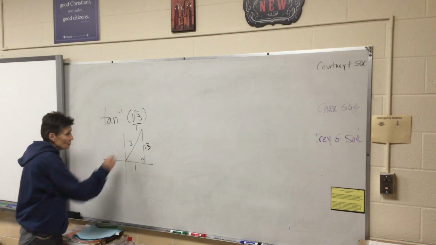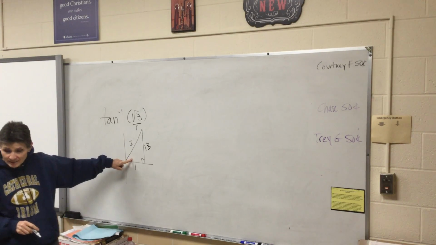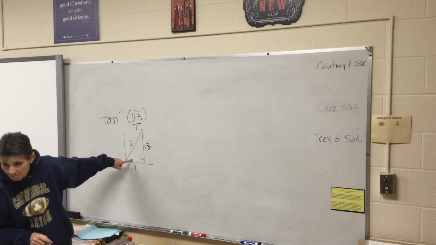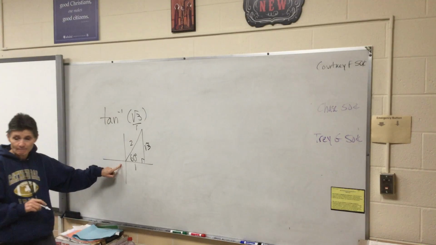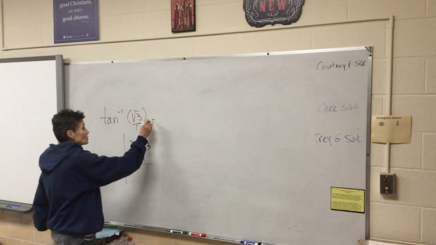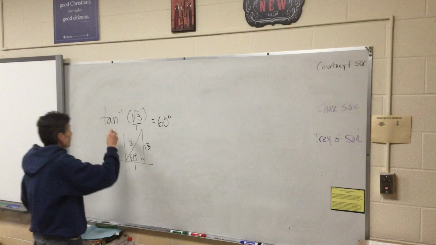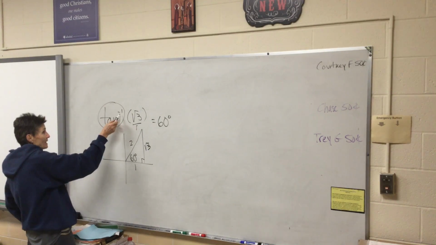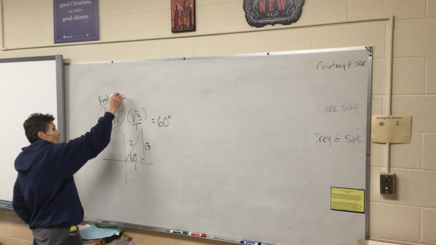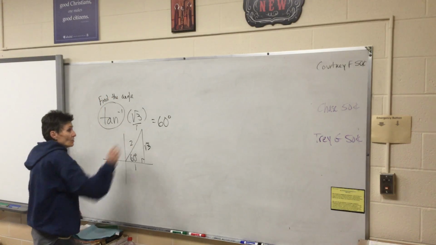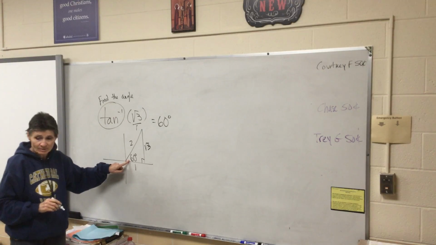That makes this 2. And how big is the angle this time? 60 degrees. Yes, thank you. That's a 60-degree angle this time. So the answer to the question is 60 degrees. Remember, this notation, this little -1 thing, means find the angle. So the answer is going to be an angle. It's 60 degrees.